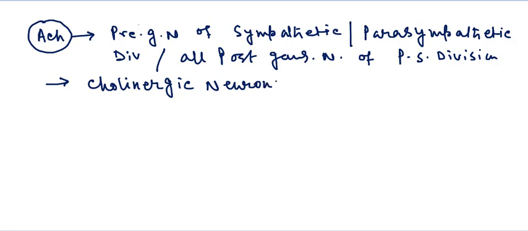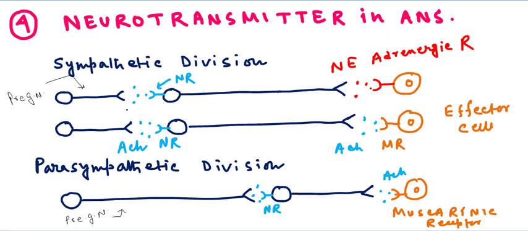Apart from this, acetylcholine is secreted from all somatic motor neurons. So acetylcholine is secreted from the preganglionic neurons of the sympathetic and parasympathetic divisions, and all the postganglionic neurons of the parasympathetic division also secrete acetylcholine. Apart from this, a few sympathetic postganglionic neurons secrete acetylcholine.